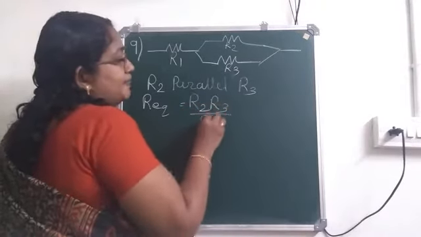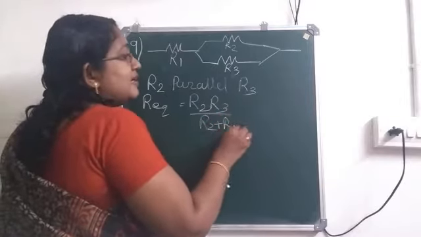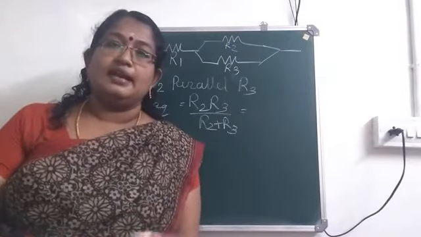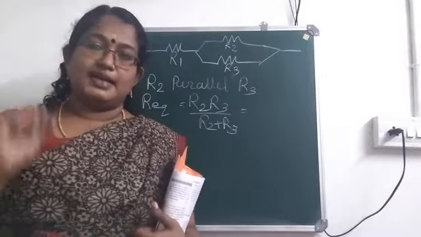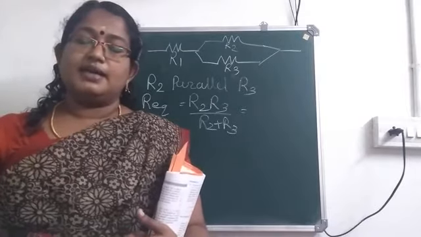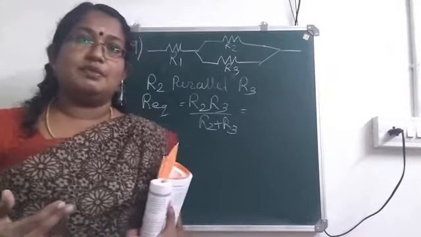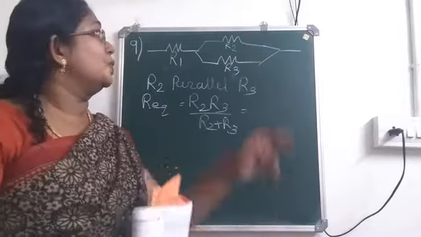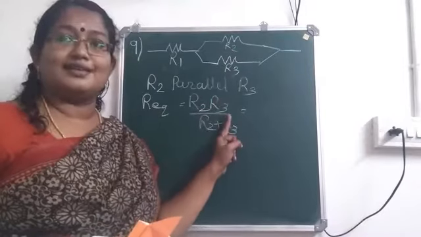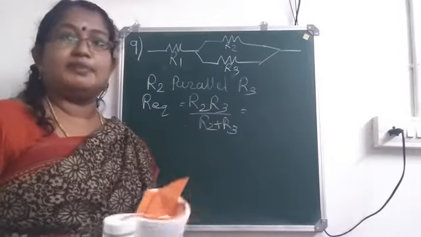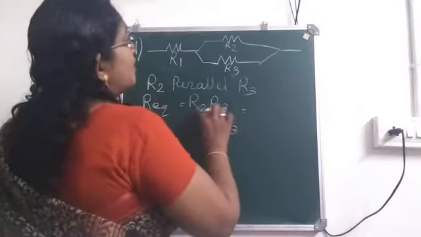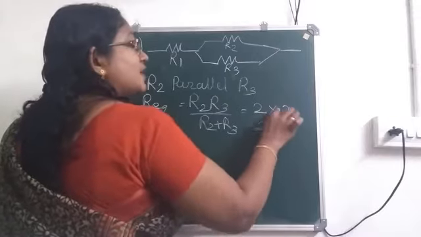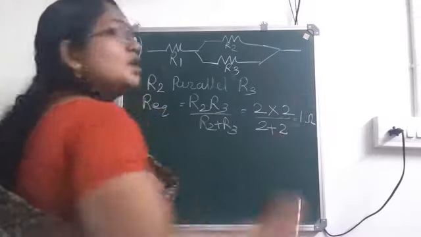R2 R3 by R2 plus R3. Okay. So do you remember? If 2 resistors are connected in parallel, then for the equivalent resistance, 1 by R equivalent equals 1 by R1 plus 1 by R2. When we solve that, what do we get? R1 R2 by R1 plus R2. Here, since I have named it as R2 and R3, I wrote it as R2 R3 by R2 plus R3. Now, how much is the value? All are of 2 ohm each, isn't it? So it is 4 by 4, which is equal to 1 ohm.